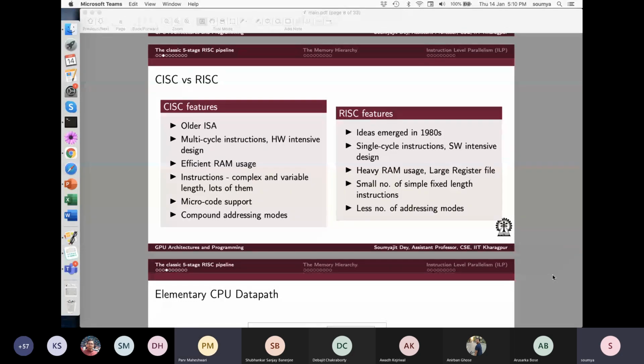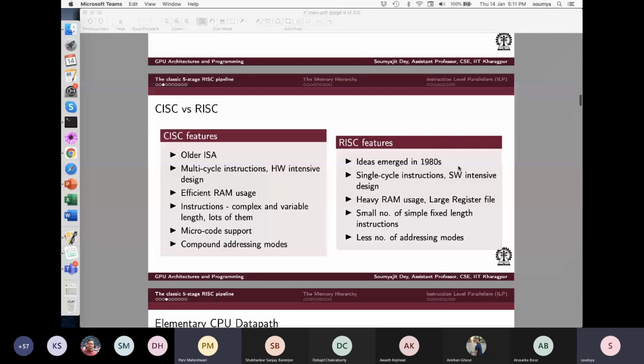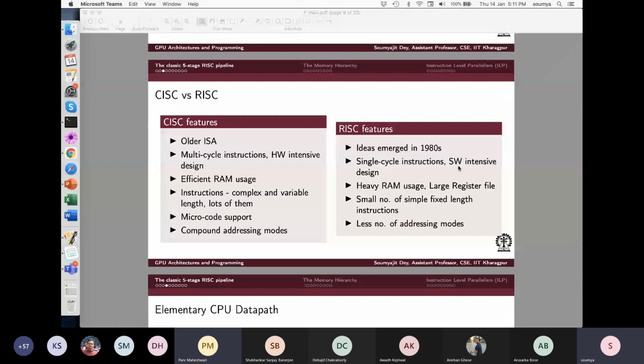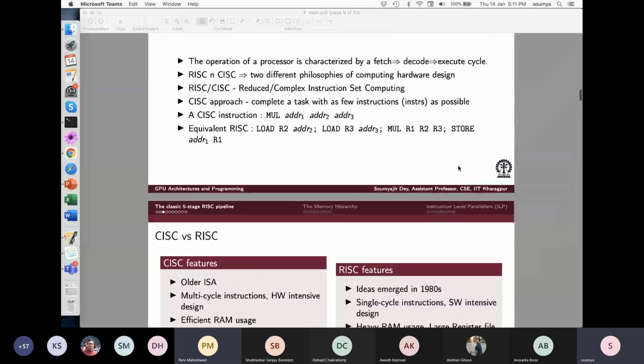Okay, sir. And what is the meaning of this addressing modes? Okay, so you are from what background? Sir, mathematics second year. Okay, okay.